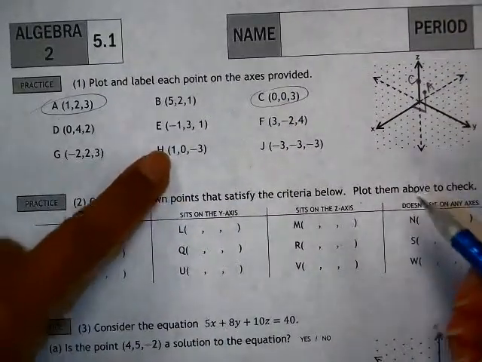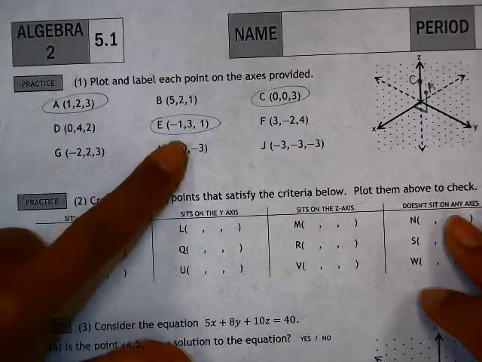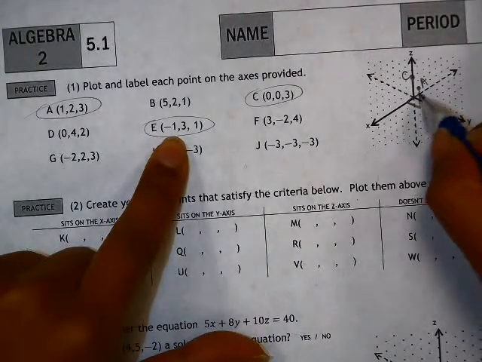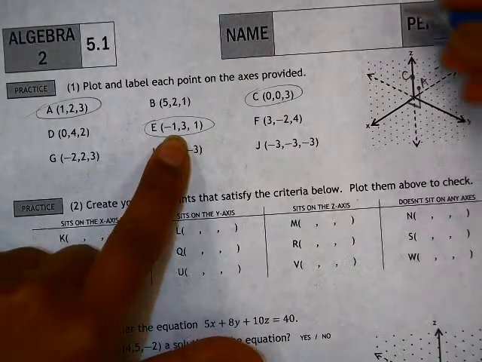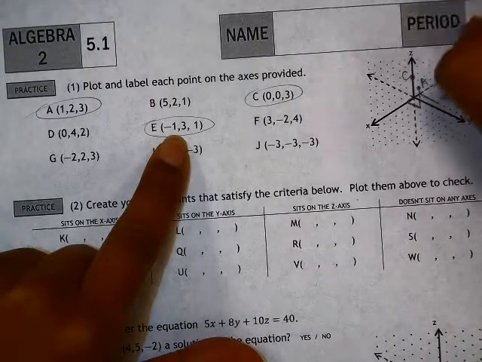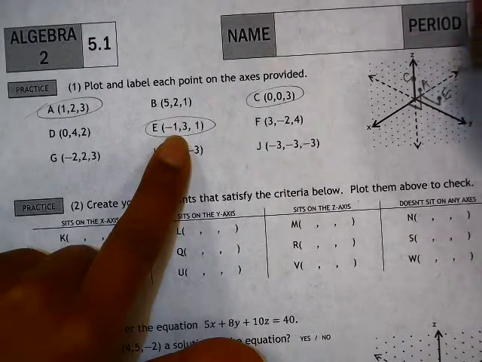Now let's look at a couple that have one or more of the coordinates negative. So here the x is negative, so I'm going to go -1 in the x direction, +3 in the y direction, 1, 2, 3, and +1 in the z direction. And I'm going to label this point E.